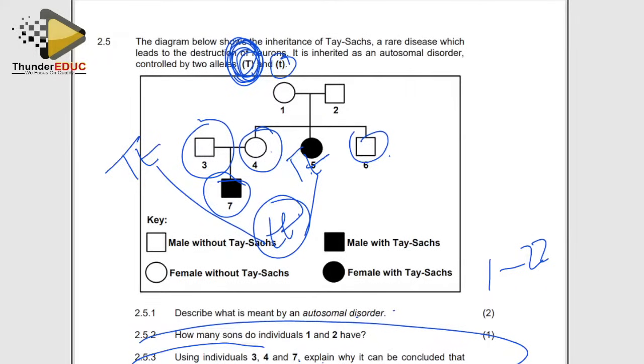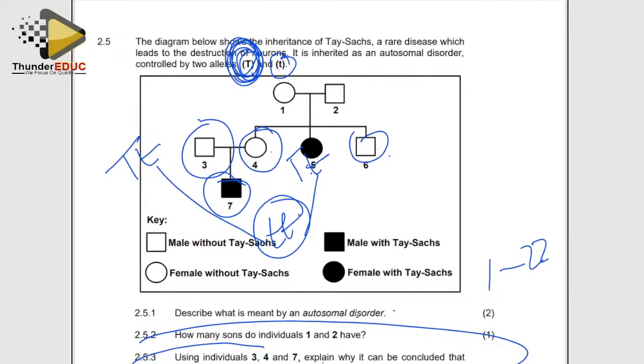Meaning that, how do we say? You say that individual 3 and 4 are both normal. So they passed a recessive allele, and individual 7 is affected with that disease. You understand? So those are 2 marks. So individual 7 obtained one recessive allele, or small t, from individual 4, and one recessive allele from individual 3, making individual 7 to be affected. Simple.